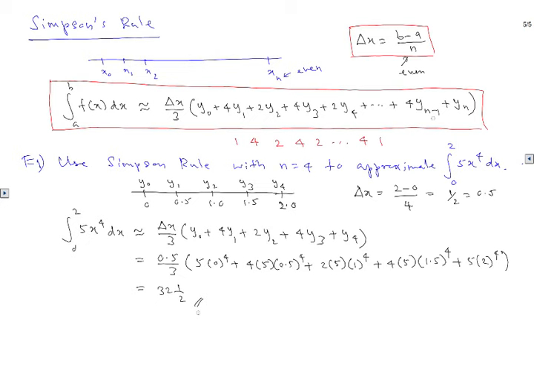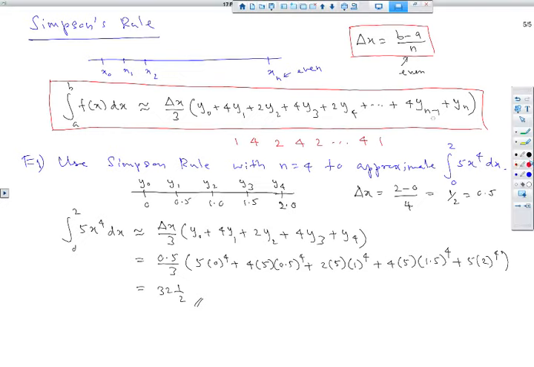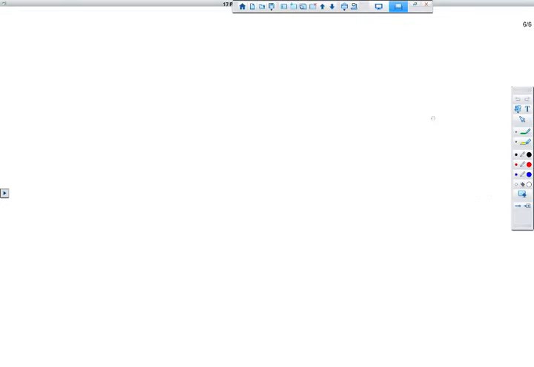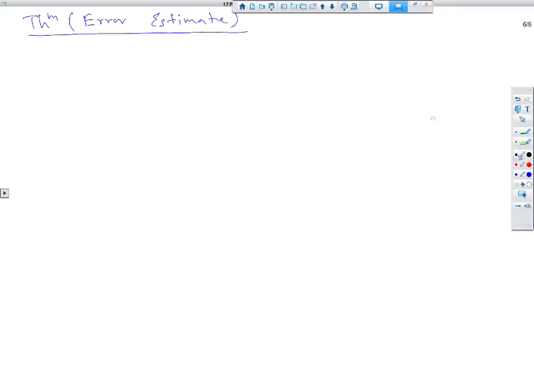Okay, and then the next thing that we need to understand is what kind of error we're gonna get. So let's try to write the error estimate for these. So the error estimate. So this is a theorem. Let's go with the trapezoidal rule first.